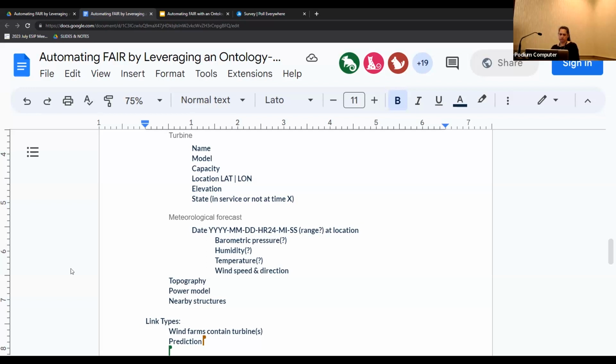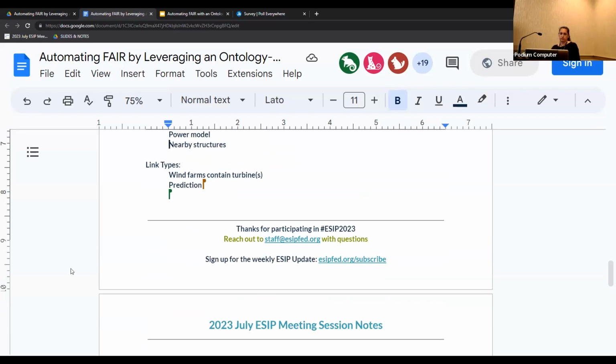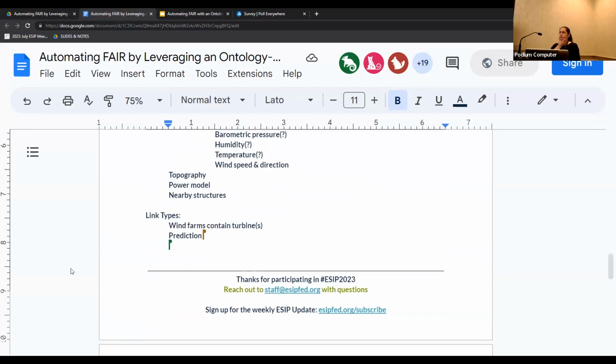Consequently, we didn't get much into link types, and we certainly didn't do question number 3. We have link types like wind farms contain turbines, and we discussed that a prediction is going to be based on your turbines, your forecasts and your topography, and involve your power model, but we didn't get around to figuring out what those link types really were. We didn't really discuss data sources at all.